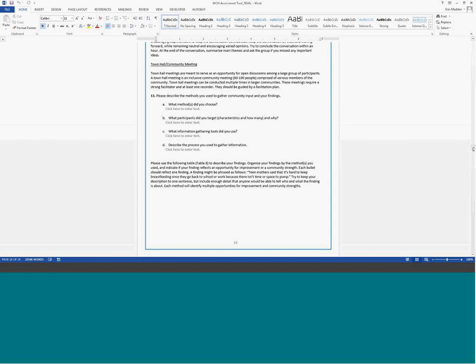The next piece of this is a question that asks you about the methods that you chose to gather community input. So you'll describe, if you did a photo voice project, you'll describe that project. If you did photo voice and a community input wall, you'll describe both of those things.